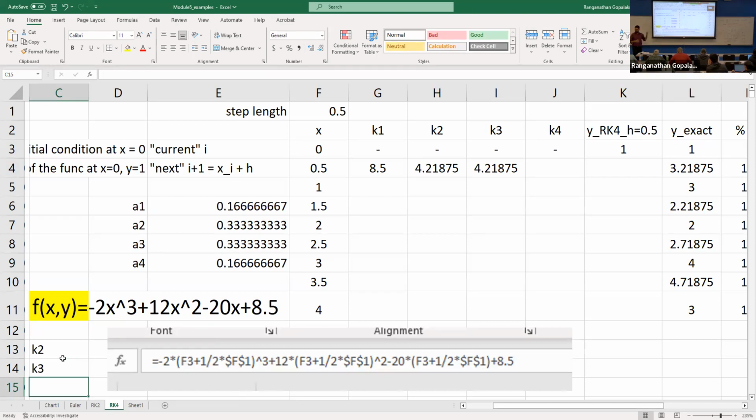Are you able to get these values? Brandon, where are you stuck? Typing up this formula requires you to be a little savvy with Excel. You are taking F3, the value here, and adding half H, H being the step length, so half of the step length, which is 0.5. I put these two dollar signs so that the value of the step length is locked in place. It's the same cell that is referred to each time, F1. So it requires you to be a little familiar with Excel.